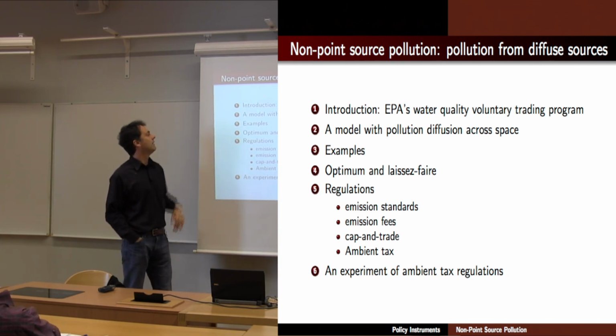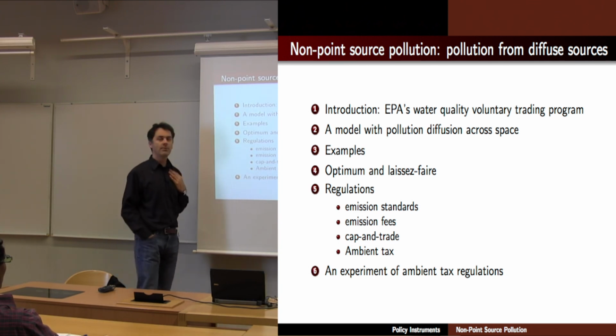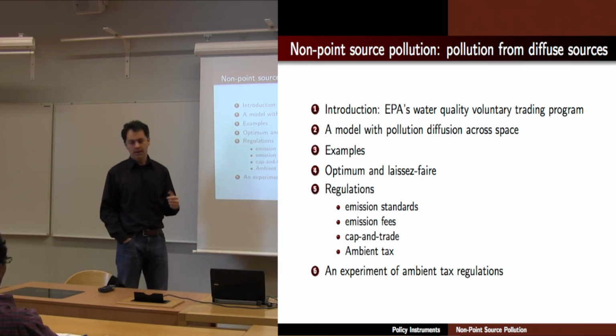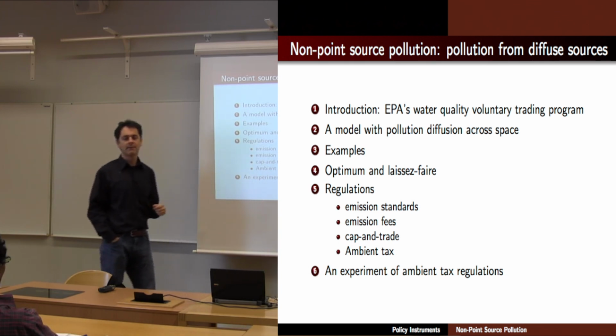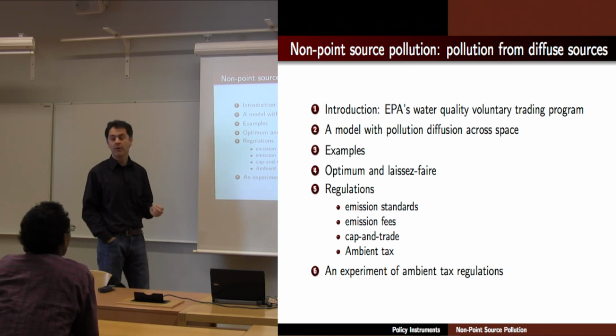Then I will introduce the model, so I will generalize the model we've seen last week to introduce diffusion of pollution across space, then provide some examples of this model, some illustrations about how you can apply it to tackle several issues in environmental policy, like SO2 emissions, air pollution, or water pollution in rivers, for instance.